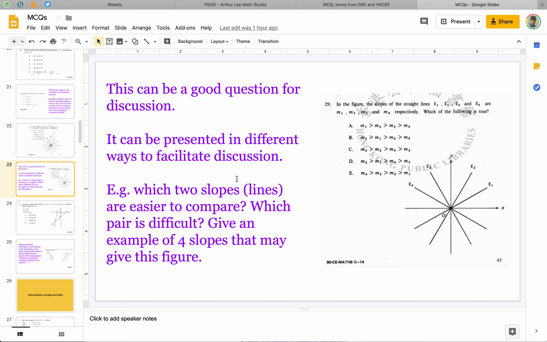But in the discussion process, it's not necessary to focus on what the final answer is. It can be broken down into different parts to give the students different opportunities to talk about what they see and think in this process. For example, the question can be changed into which two slopes are easier to compare, and which two slopes are difficult to compare from the student's point of view. Then they can review their understanding of slopes and symbols without too much worry about which is the final correct answer.